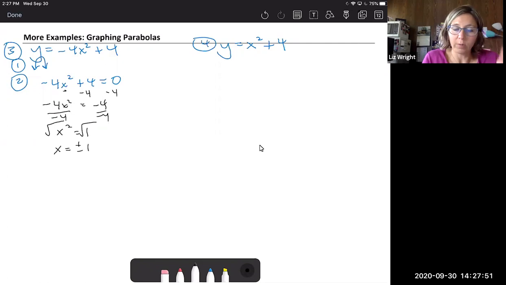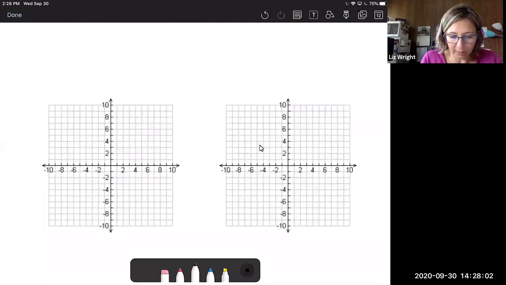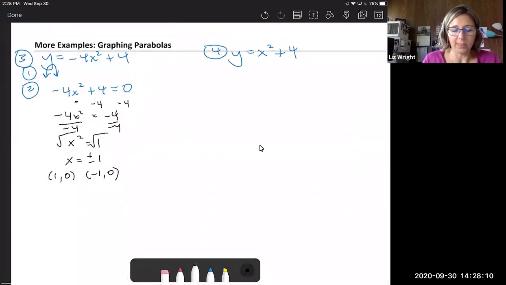So write those as ordered pairs. You can't leave them like that. Write them as ordered pairs. It's going to be 1, 0 and negative 1, 0. Now go graph your ordered pairs. So 1, 0 and negative 1, 0. Look, I'm putting them right on the x-axis. Hopefully they stay there this time. 1, 0 and negative 1, 0.